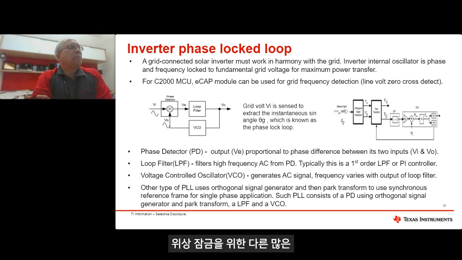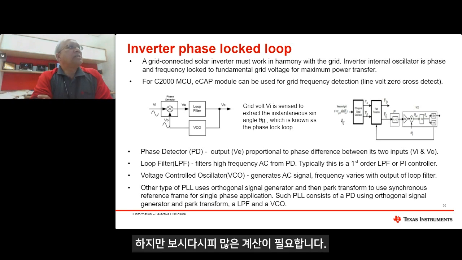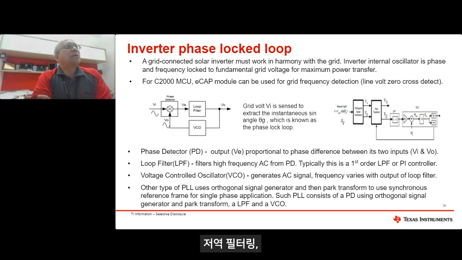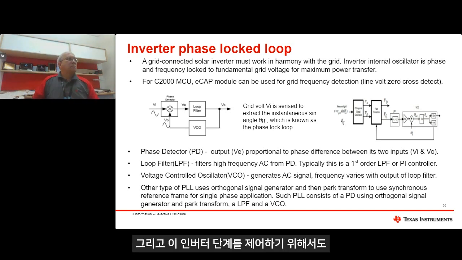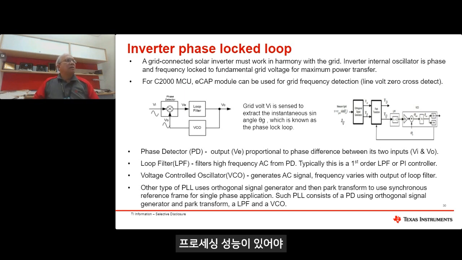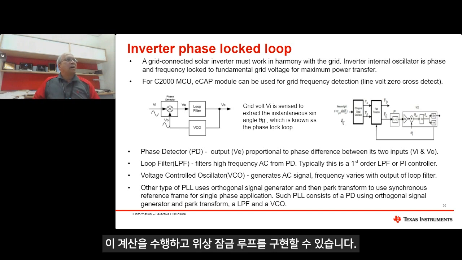There can be many other approaches to implement the phase lock, but it requires, as you can see, much computation: generating the orthogonal signals, that transformation plus the power transformation, low pass filtering, and then the PI internal to the VCO also requires some calculations. So the MCU controlling this inverter stage will require processing power to do all this calculation and implement the phase lock loop.